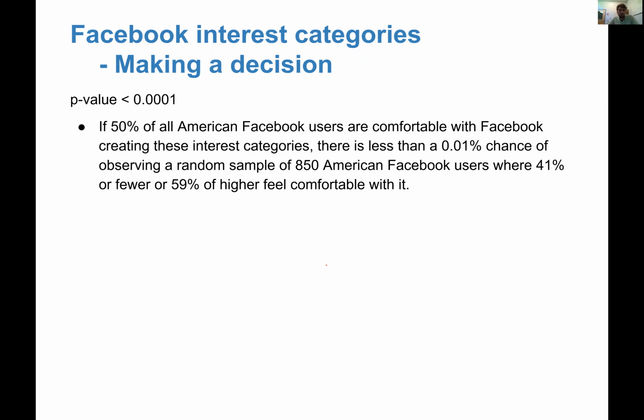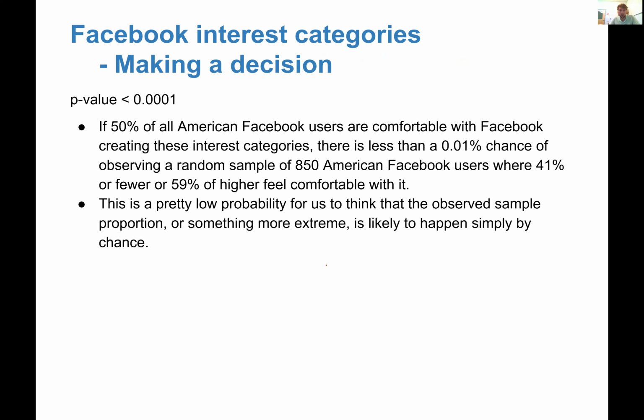Okay, so then make a decision. The p-value is less than 0.0001. So if 50% of all American Facebook users are comfortable with Facebook creating these interest categories, there is less than 0.01% chance of observing a random sample of 850 American Facebook users where 41% or fewer, or 59% or higher, feel comfortable with it. Okay, so this is a really low probability. It's not likely to happen by chance.